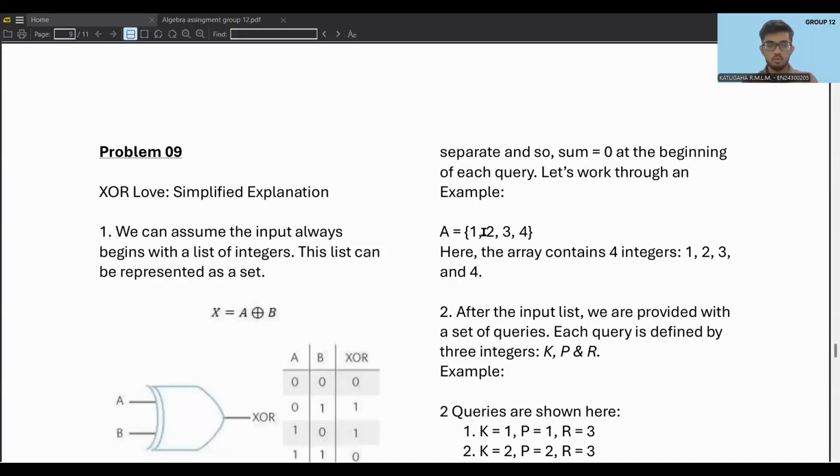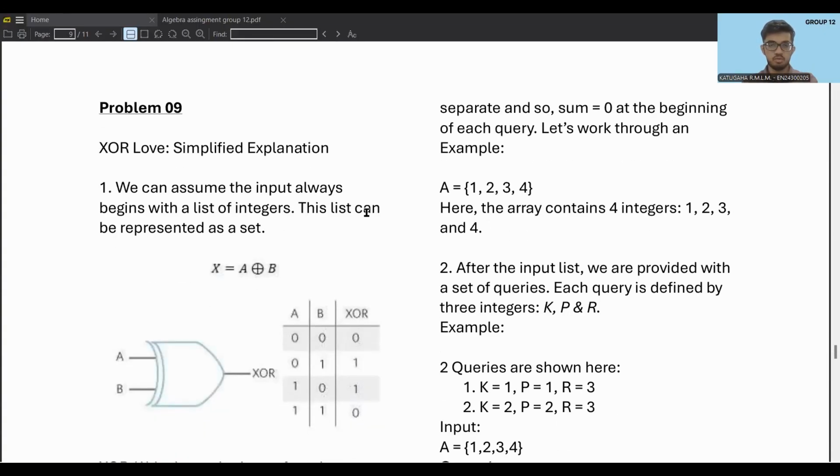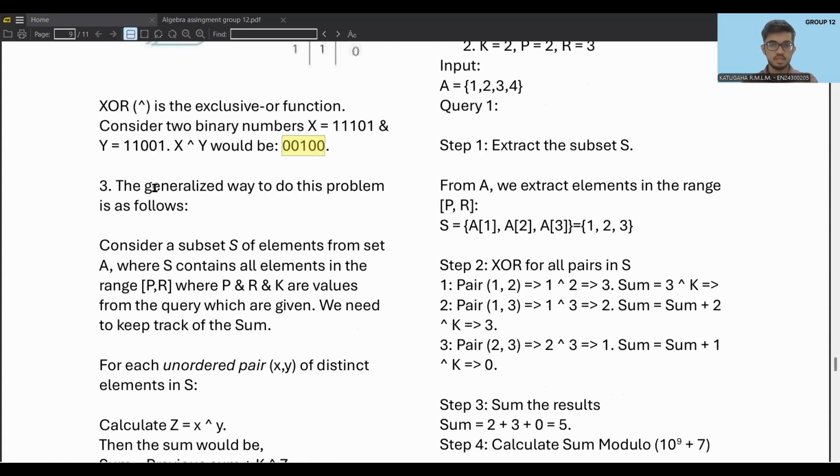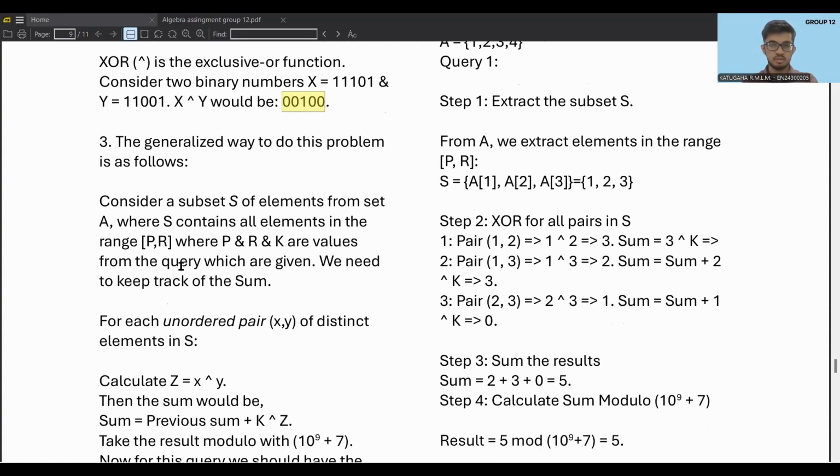Thank you. I will be talking about problem 9. We can assume the input will always be a list of integers. We have demonstrated the exclusive OR function here. The generalized way to do this problem is as follows. Consider a subset S of elements from set A where S contains all elements in the range P to R, where P, R, and K are values from the query which are given to us.